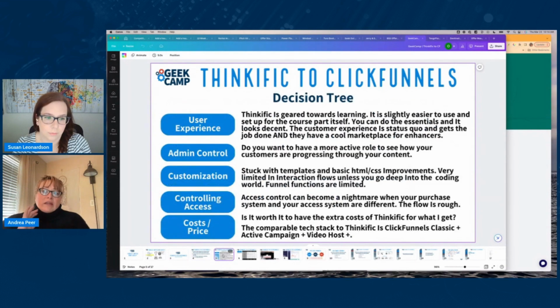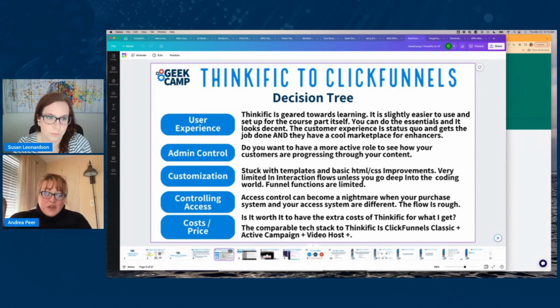So number one is user experience. So Thinkific is geared towards learning. If we think about ClickFunnels, the genesis of ClickFunnels is a funnel, and so it does funnels really good. Well, the genesis of Thinkific is a learning platform. And so they are constantly thinking and trying to improve learning experiences. And so I think it is geared towards that in most of the functionality.